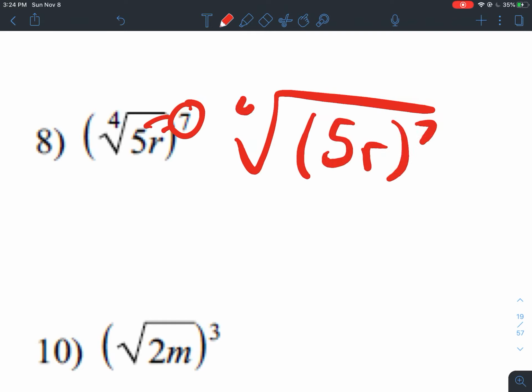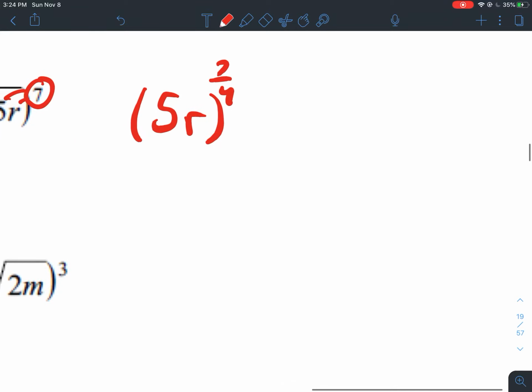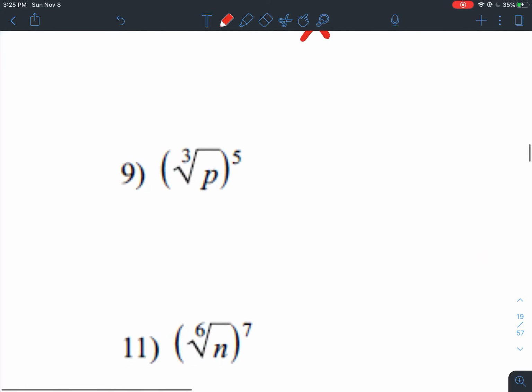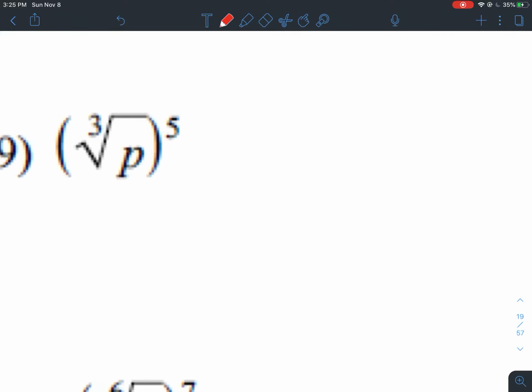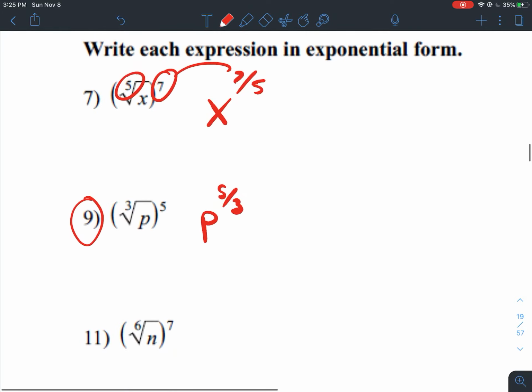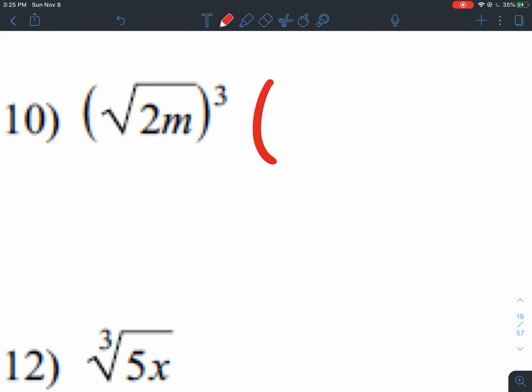Oops, sorry, I was writing it in radical form again. So that would be to the power of 7 over 4. Notice how I put those in parentheses. This is wrong. That is wrong. They need to be in parentheses because both of those are being raised to the 7th power and then 4th rooted. Here, think about how you would rearrange this. This should be p to the 5 over 3. This one here in parentheses, we have to do 2m. And then remember, this has an imaginary 2, so it'd be 3 over 2.